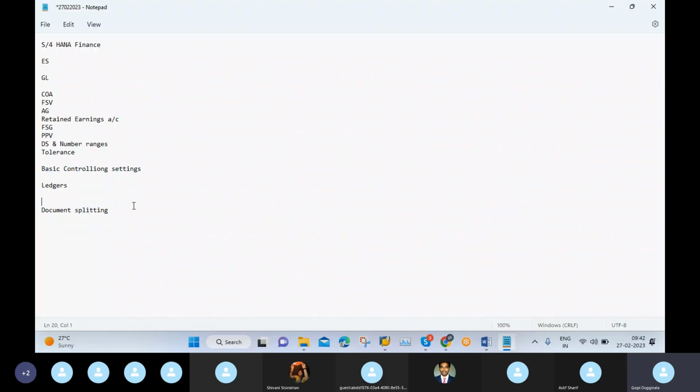In SAP, we have two modules, right? One module is finance and the other module is controlling. Both together are called FICO, finance and controlling.